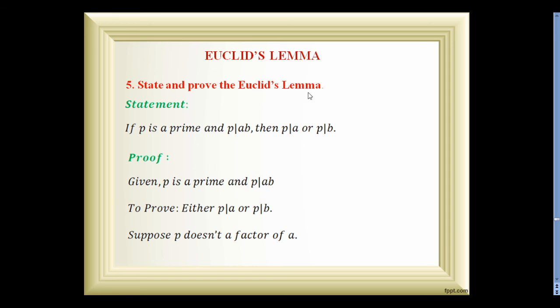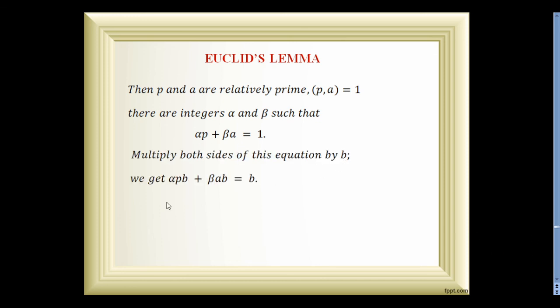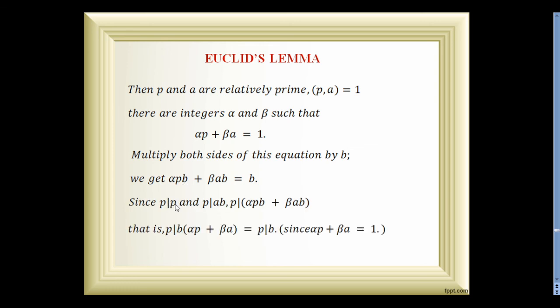So in the Euler's lemma, if P is a prime, we have taken P divides AB. Then we have to prove either P divides A or P divides B. And we have used P is not a factor of A, so it is relatively prime. We have expressed it in a linear combination. Multiplying both sides by B, then P divides PB and P divides AB. We wrote it in a linear combination. Then finally substituting alpha P plus beta A as 1, we get P divides B. Hence the proof.